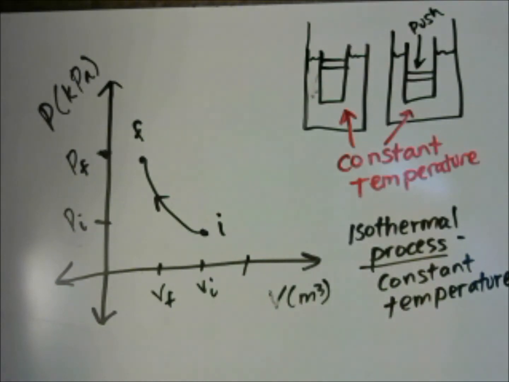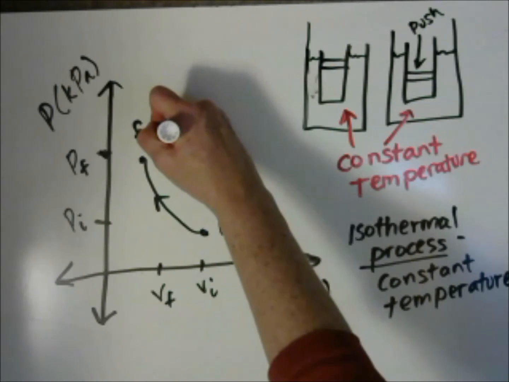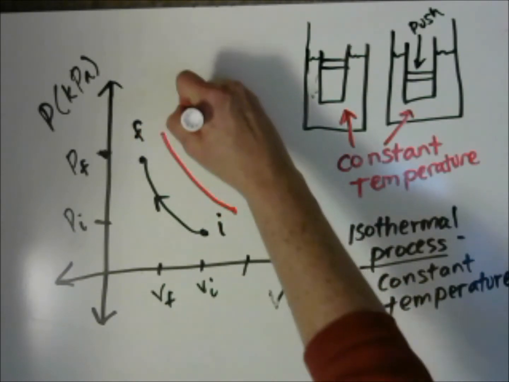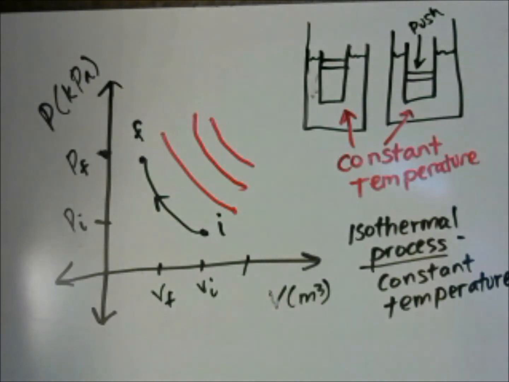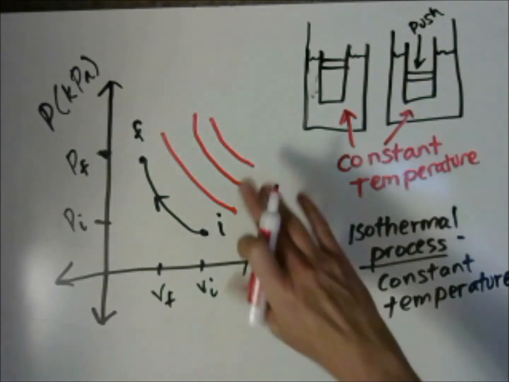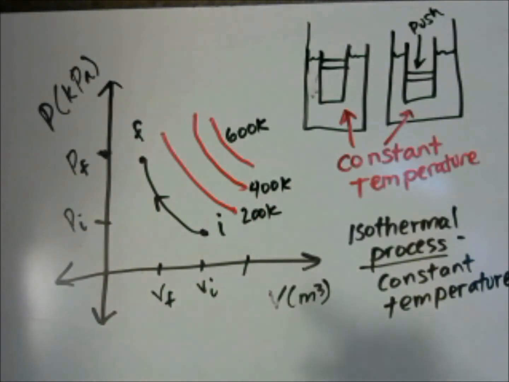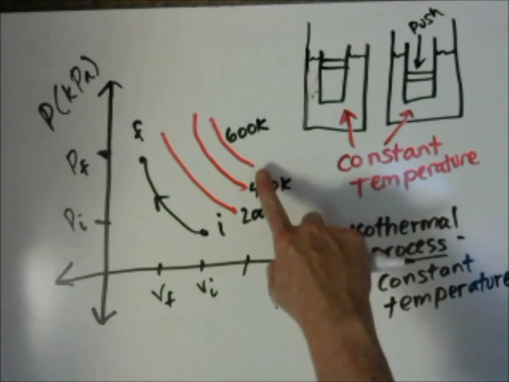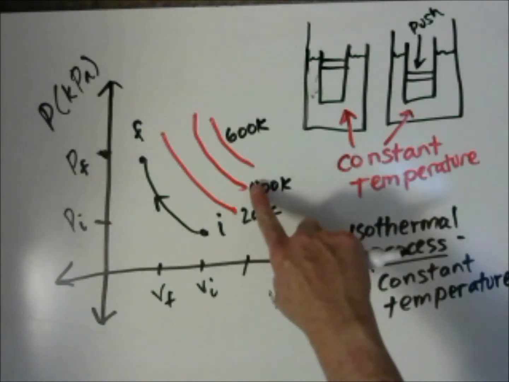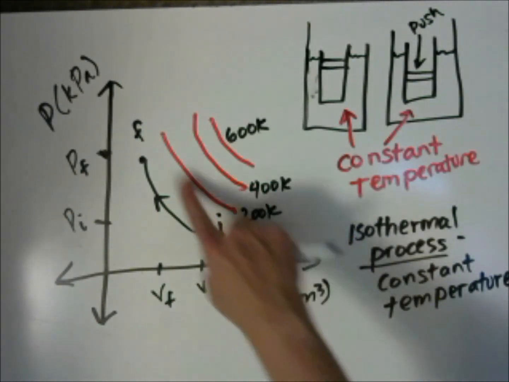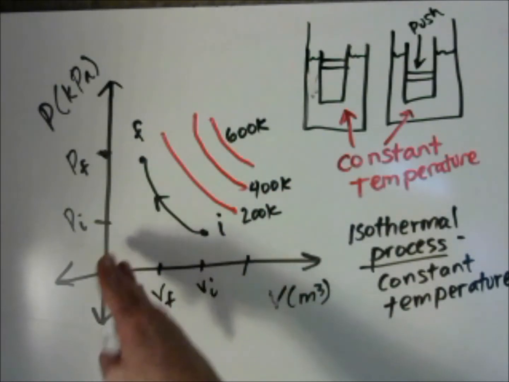Now we could also have different isothermal processes on here. And when you have several isothermal processes, they're called isotherms, depending on the temperature. This might be a 600 Kelvin isotherm, so that has that temperature. This is a 400 Kelvin isotherm. This is a 200 Kelvin isotherm. As you lower the temperature, your isotherm gets closer to 0.